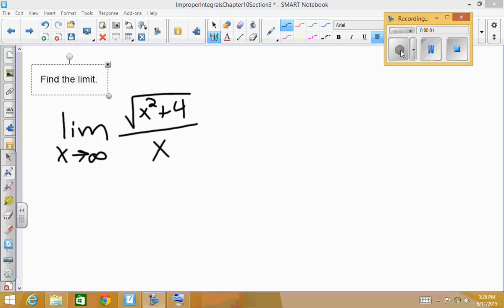Find the limit. The limit as x goes to infinity of the square root of x squared plus 4 divided by x. Now if we try to evaluate this using the quotient rule, as x goes to infinity, x squared is going to go to infinity. It gets larger, plus 4 gets larger. Square root is also going to get larger, so that's going to be infinity.